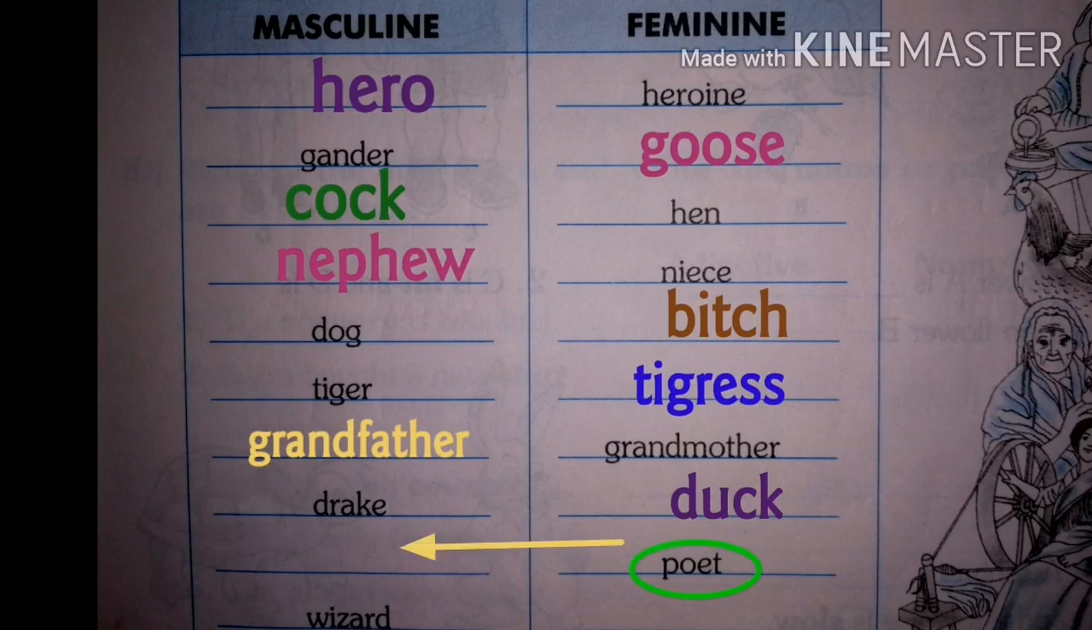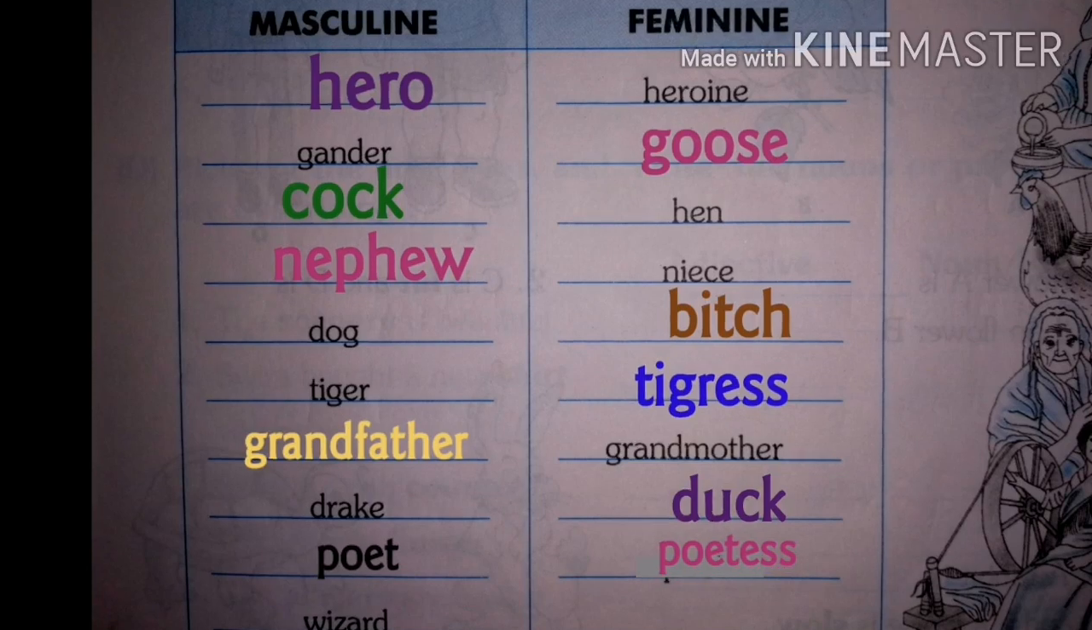See the next one, and there is a correction in your textbook. The noun poet comes under masculine gender, not feminine. Poet comes under masculine gender and the feminine gender of poet is poetess. So, poet opposite poetess. Correct that word in your textbook and complete that table by yourself.